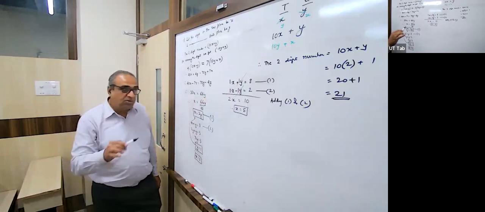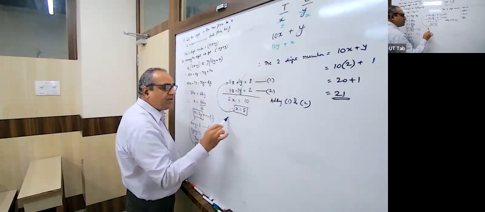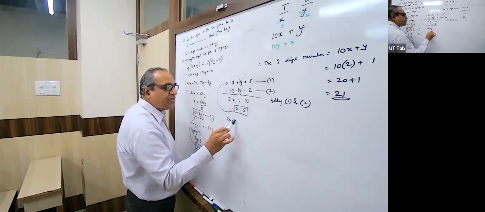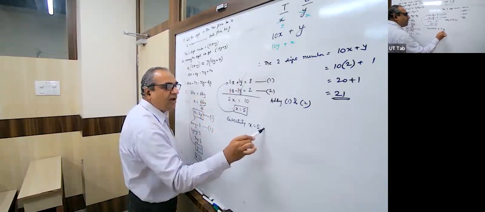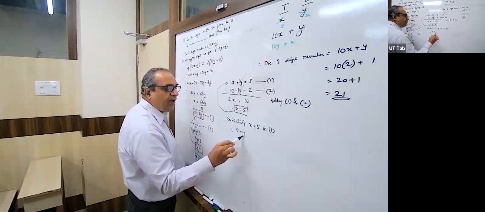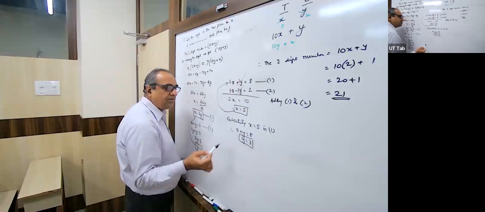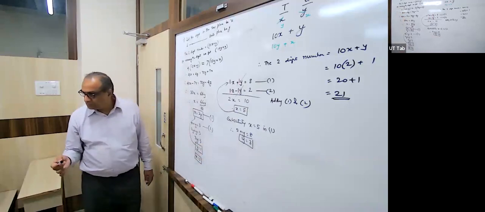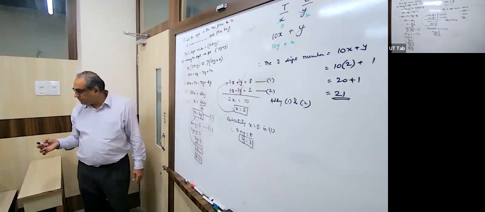Okay? Now this value of x I can substitute in any one of the equations. My choice. I will take the simplest one. Substituting x is equal to 5 in equation number 1. So what do I get? 5 plus y is 8, y is 3. Clear?